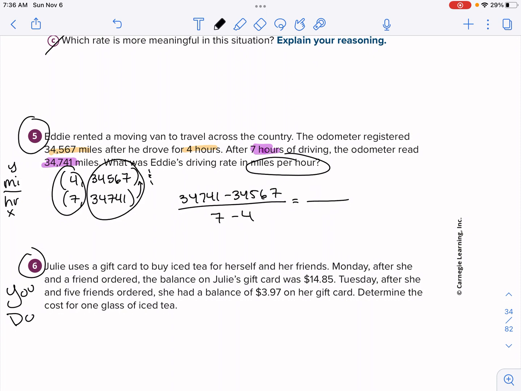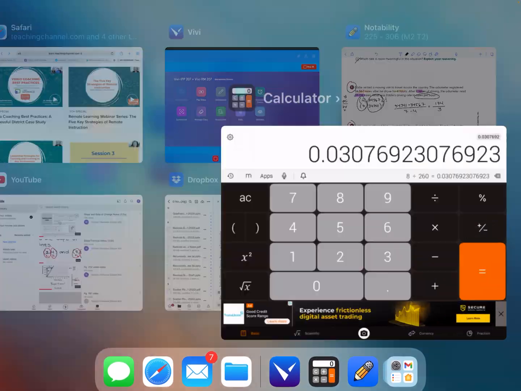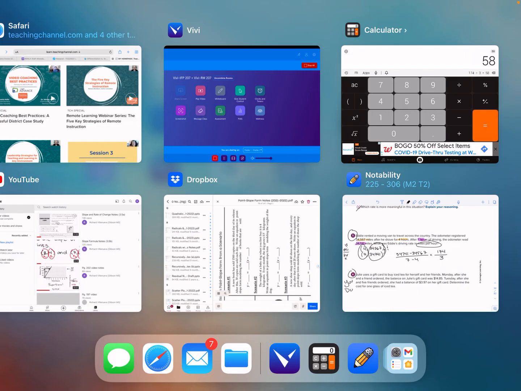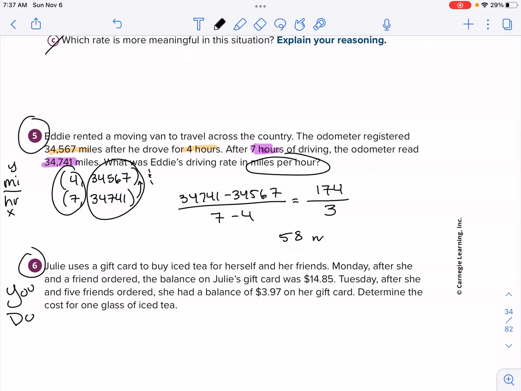You can plug this into your calculator, but I'll go and give this to you. This is 174 miles for every 3 hours. So that's good to know, but we want to know how much it is per 1 hour, not 3 hours. So let's divide that. 174 divided by 3. That's 58. All right, so this is 58 miles per hour.